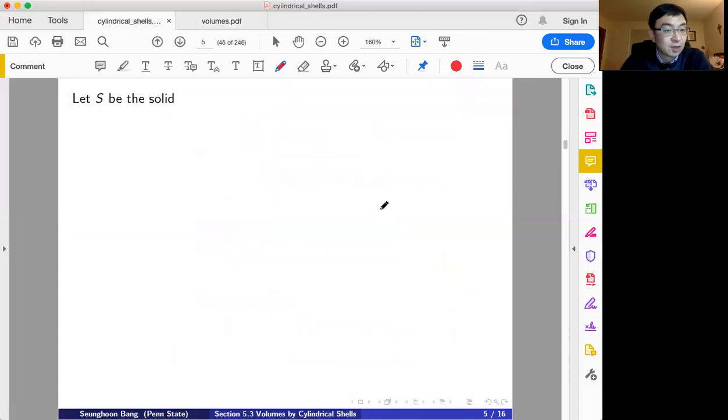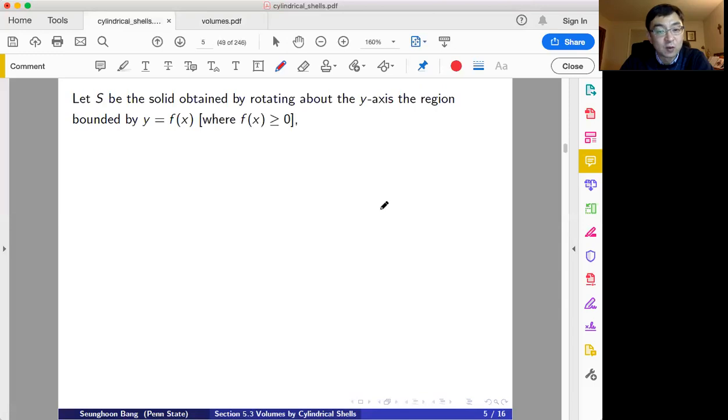The next tip, let S be a solid obtained by rotating about the y-axis the region bounded by y equals f of x, where f of x is greater than or equal to 0, y equals 0, x equals a, and x equals b.